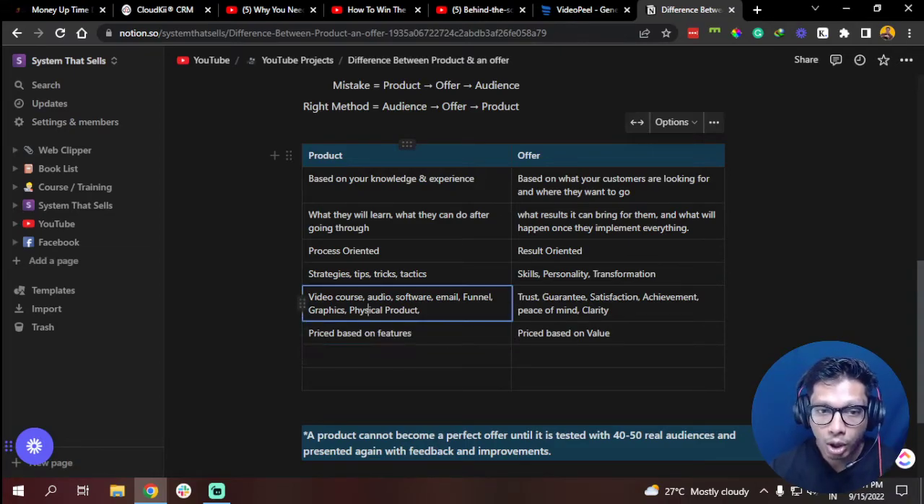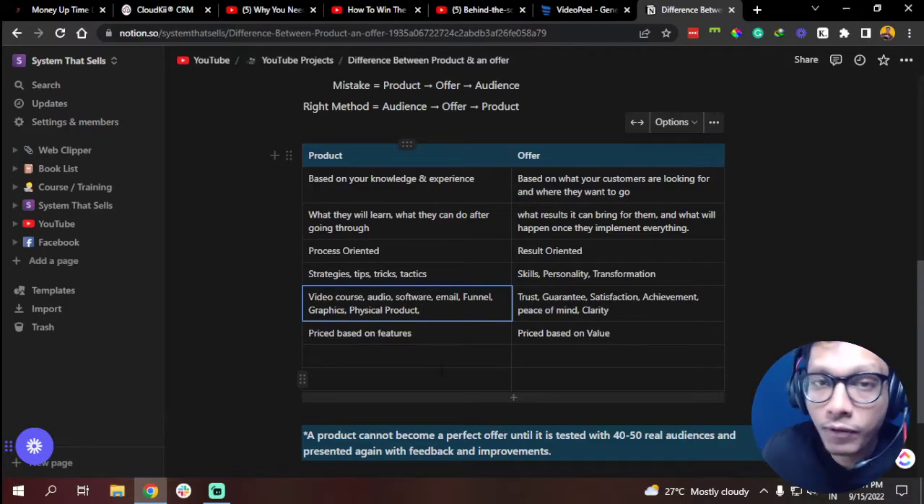Now, a product is all about creating a video course or software, an audio course, or emails and funnels and graphics, or any physical product. Let's say you are creating chairs, a wooden chair. This is a product. But when you go ahead and present it, you have to present it as an offer, not just a product. Because if you try to sell a wooden chair and you don't explain anything, then people will not buy it, right?